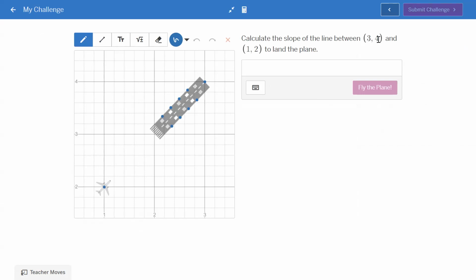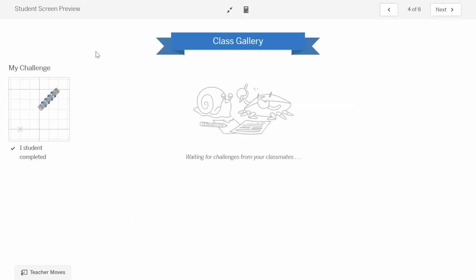I've got 3, 4, 1, 2. If I was to go ahead and solve that, I would find out that my slope is positive 1. I'm going to land my plane perfectly, and then I can submit my challenge, and my challenge will pop up here. Again, you are not making the same challenge as me. If you make the same challenge as me, you'll be losing points. If you complete other students' challenges that are the same as mine, you'll be losing points. You need to do different challenges.